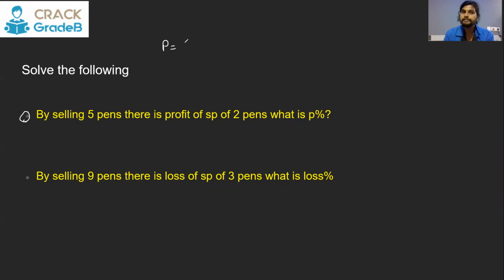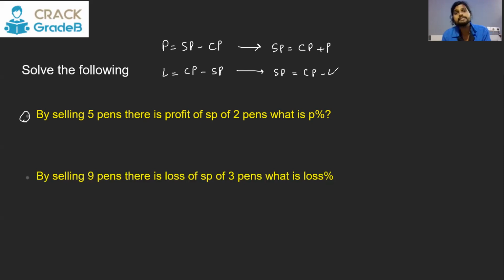Profit is selling price minus cost price. If there is a profit, that means selling price is greater than cost price. So you write in terms of selling price as CP plus P. In your cost price, you add profit and you sell the stuff for SP. So CP plus P is SP. But if there is a loss, that means CP minus SP. So again, you can write it in terms of SP as CP minus L. You subtract the loss from your cost price and you sell the article. So selling price is CP minus L.